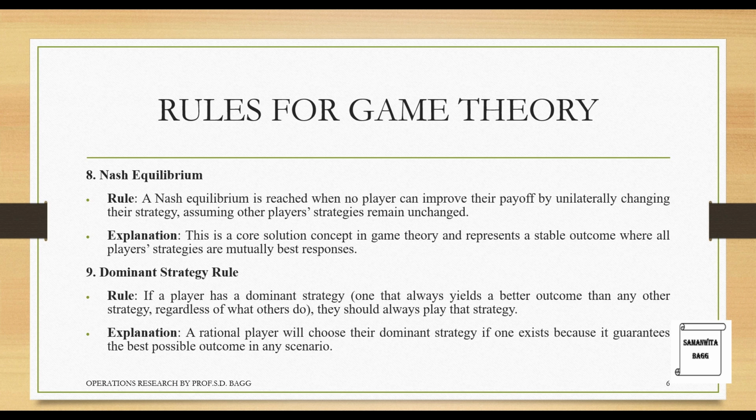Next is dominant strategy rule. If a player has a dominant strategy, one that always yields a better outcome than any other strategy, regardless of what others do, they should always play that strategy. So for example, in X0, there is a dominant strategy where people try to take up these ends. Like suppose I've taken an X here, somebody would play a 0 say over here. What you do is you quickly put an X over here.